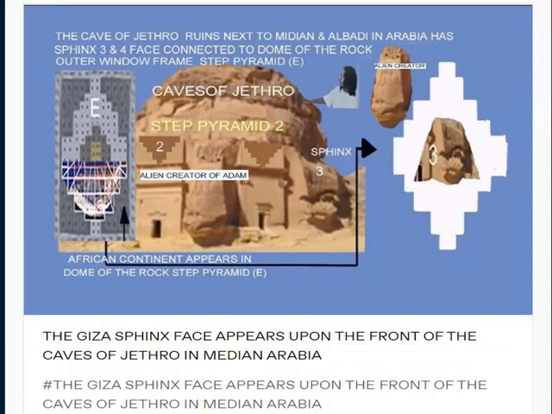Now, if we draw a line from the black man's face on the lion's body in front of the Northeast African continent Giza Pyramid going east across the Euphrates River, we intersect the V-shaped piece of land. That V-shaped piece of land intersected by the line going from the Giza Pyramid across the Euphrates River is called the so-called biblical caves of Jethro in Midian Arabia. On the outer wall of this huge mountain of so-called biblical caves of Jethro, we see a stone Giza Sphinx face carved in stone.